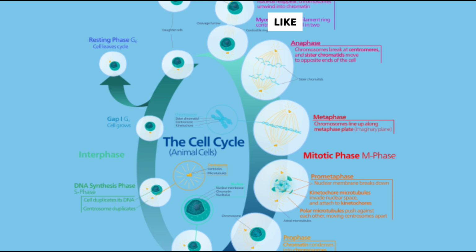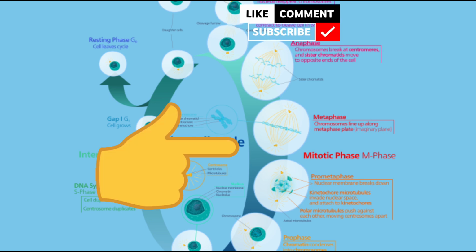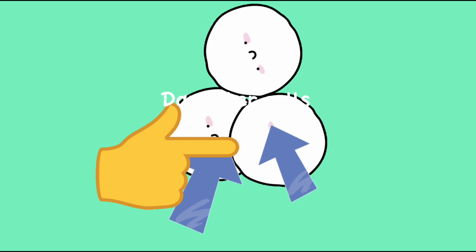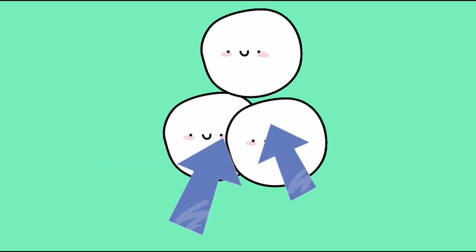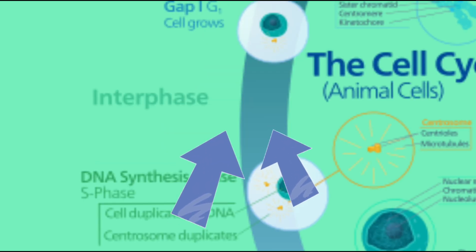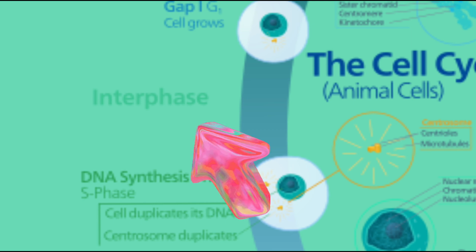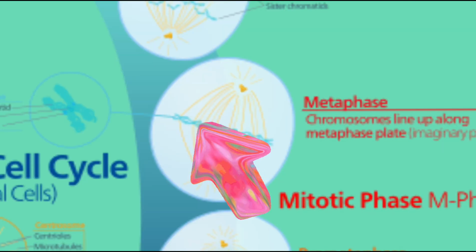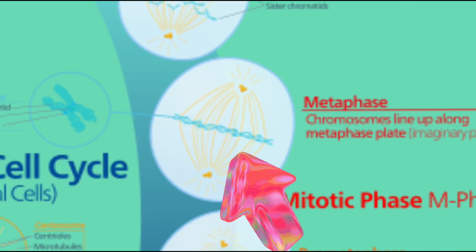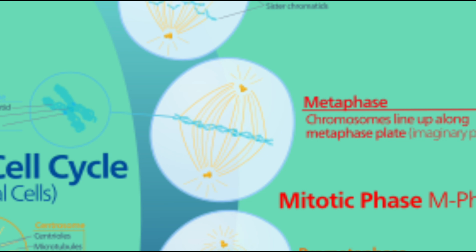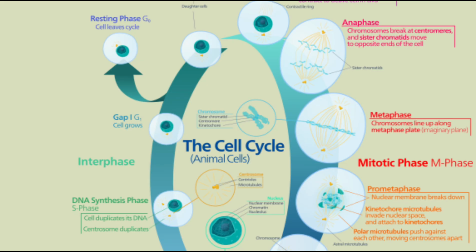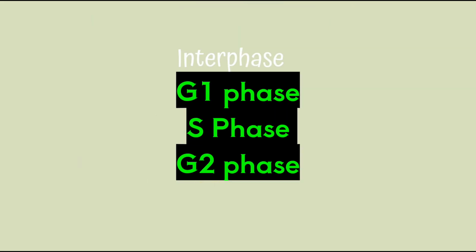The cell cycle is a series of events that a cell undergoes through growth and division, resulting in two identical daughter cells. This process involves two major phases: interphase, where the cell grows and prepares for division, and mitosis, the actual cell division. Interphase is further divided into G1, S, and G2 phases.